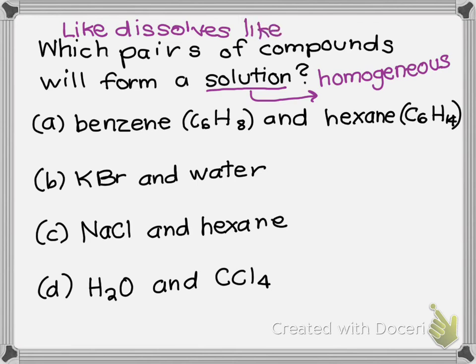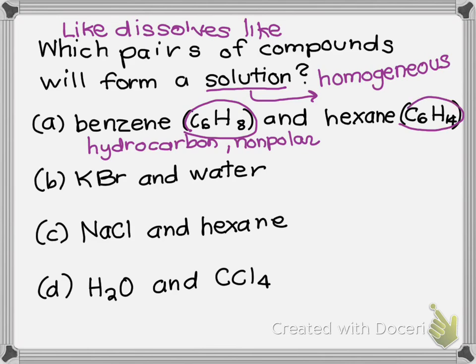So what I have to do to answer this question is figure out if I think these substances are polar or nonpolar. So letter A has benzene, which is a hydrocarbon. I can see here because it has only carbons and hydrogens, and it's nonpolar. And then I have hexane, which is also another hydrocarbon. So both of them are hydrocarbons. They're both nonpolar. And so yes, I think letter A will form a solution because they're both nonpolar.